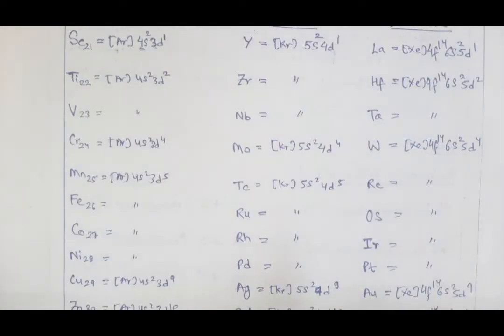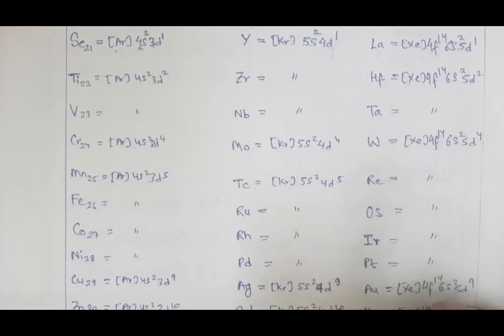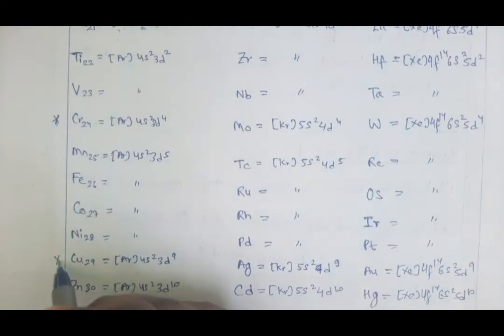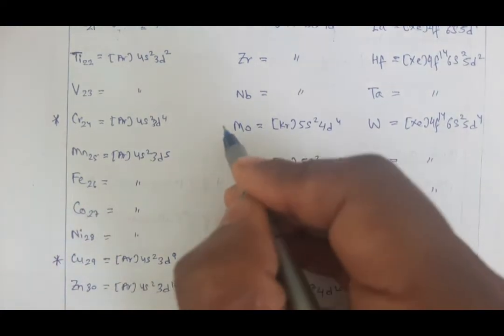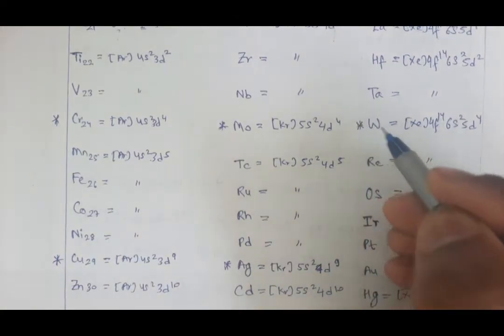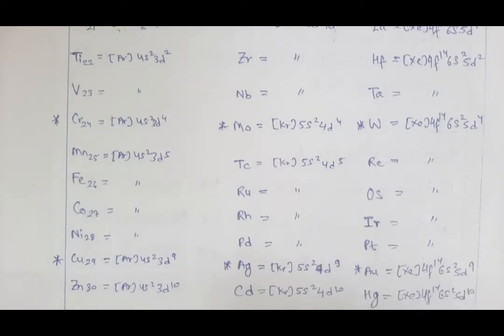So students, in this configuration I made two configurations wrong. I made the configuration of two elements wrong in all the series. Now let us see which are those. Here, chromium and copper, I have made wrong. Here, molybdenum and silver, and here tungsten and gold. Because you have learned in class 11, a fulfilled d orbital means there should be 10 electrons in the d, and half filled means it should have 5, and half-filled and fulfilled orbitals are referred to as stable orbitals.